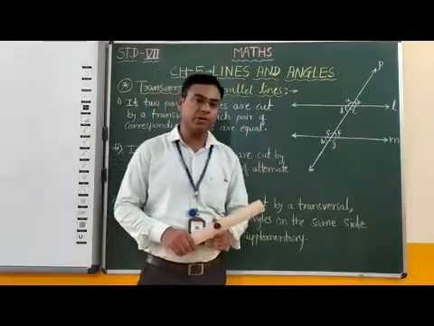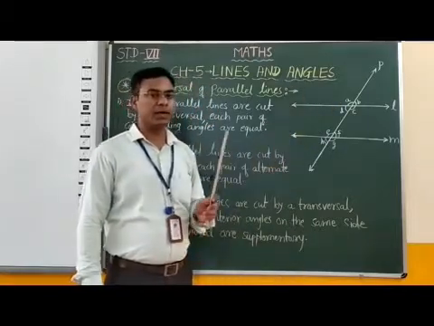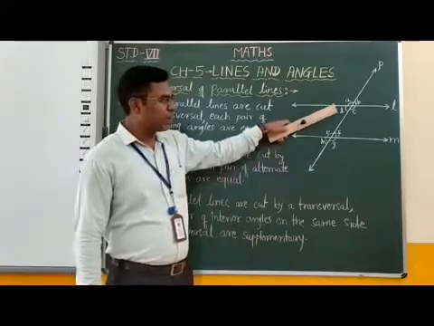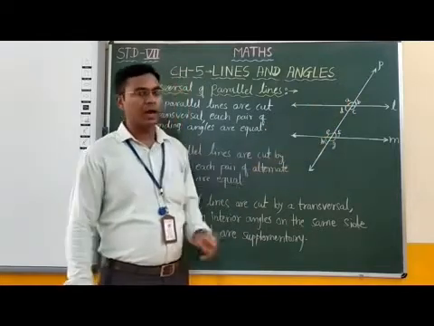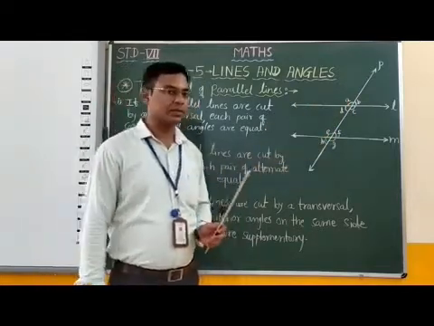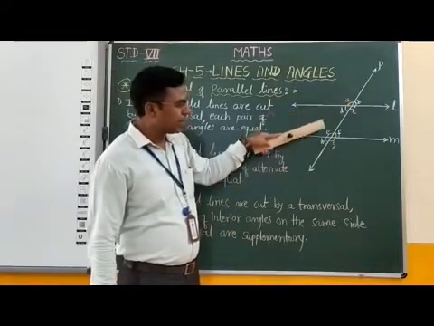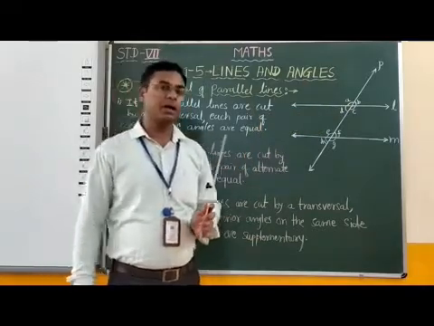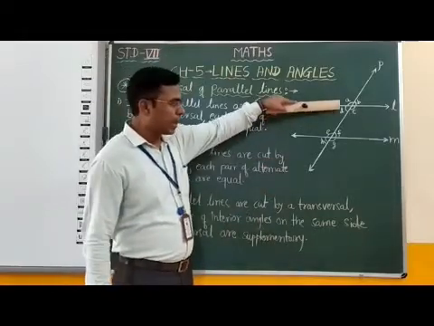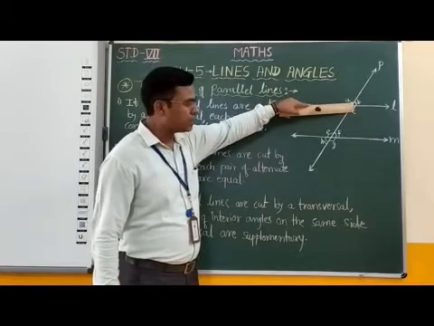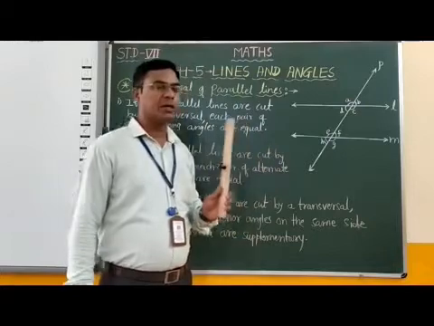In the last video we have learned that angle A and angle E is a pair of corresponding angles. In the same way, angle D and angle H, angle B and angle F, angle C and angle G are the pairs of corresponding angles. And angle D and angle F, angle C and angle E are the pairs of alternate interior angles. Now, angle D and angle E, angle C and angle F are the pairs of interior angles on the same side of the transversal.